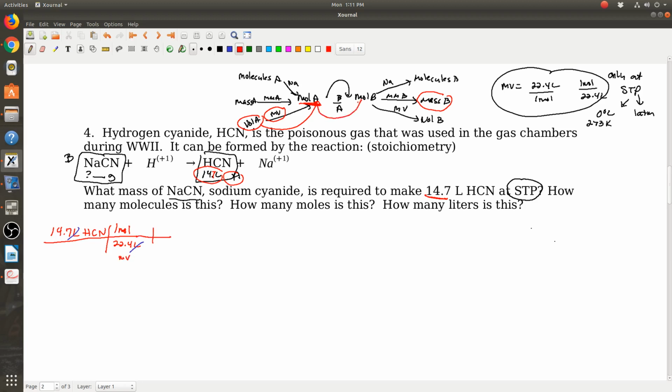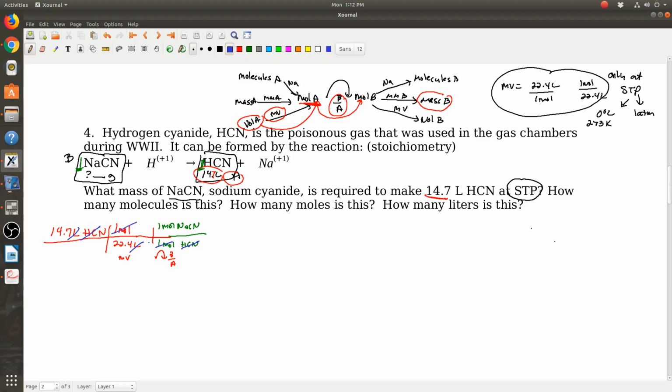Now I'm going to go from moles of A to moles of B using the ratio, which is B over A. This time, the ratios are 1 and 1. One of those and one of those. Remember, the ratio only comes from the coefficients in the balanced equation. This equation is already balanced. So B is this one. We get 1 mole of sodium cyanide for 1 mole of hydrogen cyanide. All right, now let's cancel our units. Hydrogen cyanide cancels.